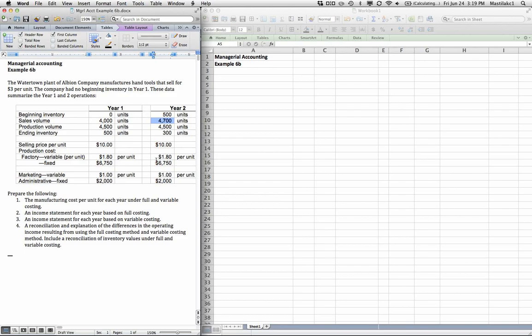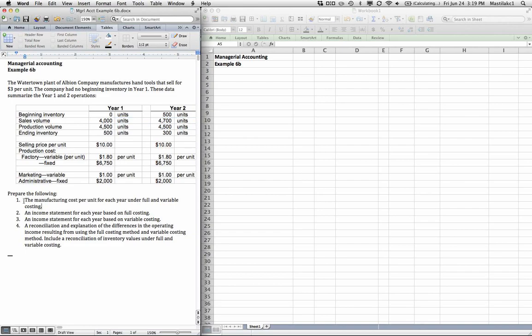Now you may say this is not terribly realistic, and I agree with you, it's not terribly realistic, but the purpose of this exercise is to point out how the difference between the units produced and the units sold in each year affects net income differently under full costing and variable costing. So I don't want to confuse the issue or make the issue less obvious by having lots of different things change. The only thing that's going to change is what's important to the issue, which is the sales and production volume.